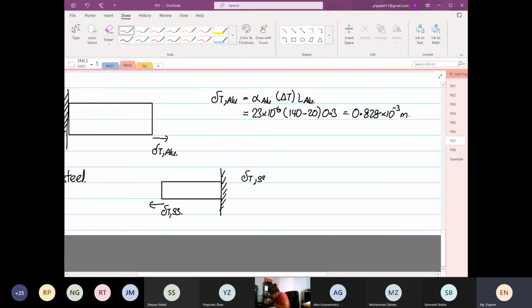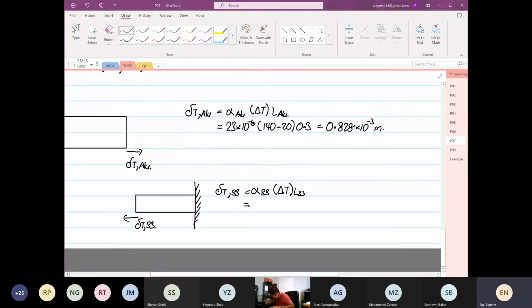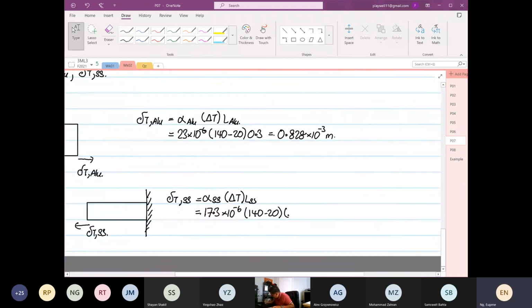So delta L due to stainless steel is equal to alpha stainless steel multiplied by the change in temperature and the length of stainless steel. For stainless steel, we know it's 17.3 times 10 to the power minus 6, times the change in temperature, multiplied by the length. We are given that the length down here is 0.25.